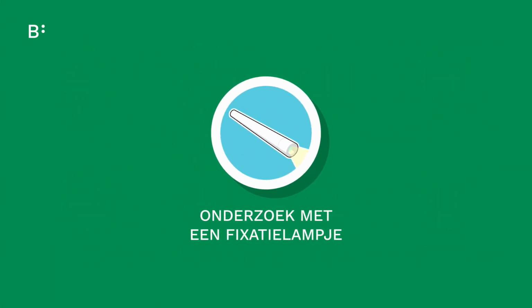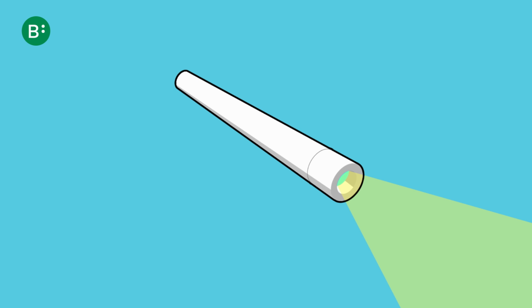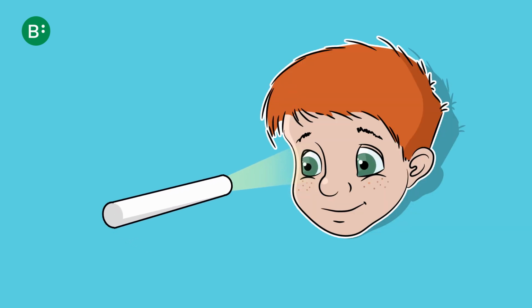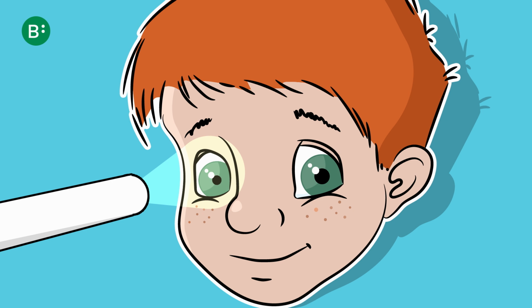Test using a fixation light. We use the light to examine eye alignment and movement, and how the eyes react to the light.